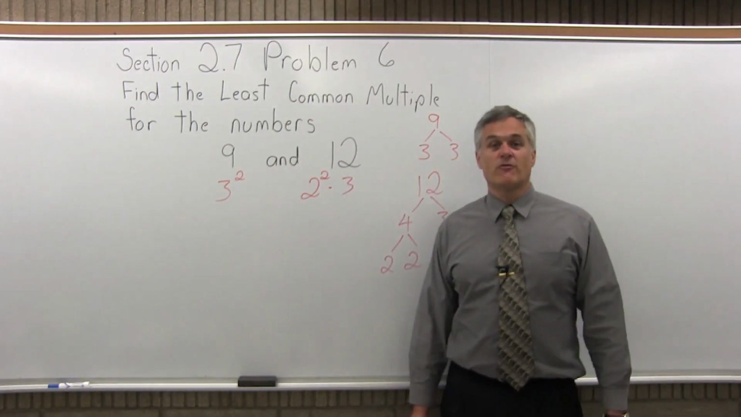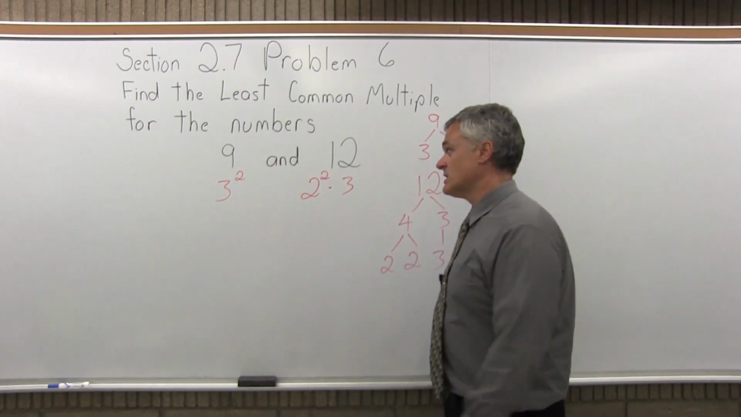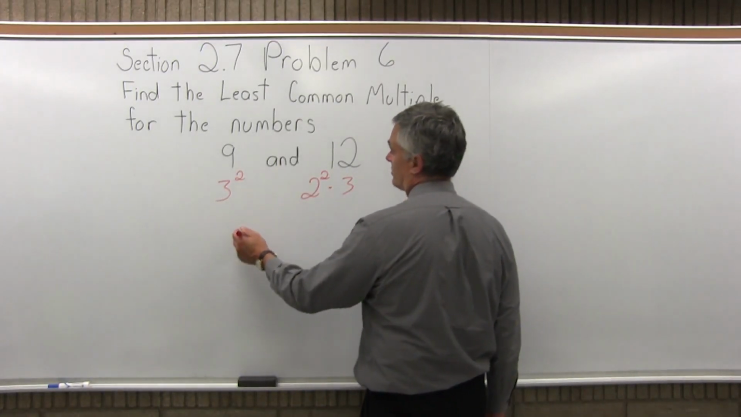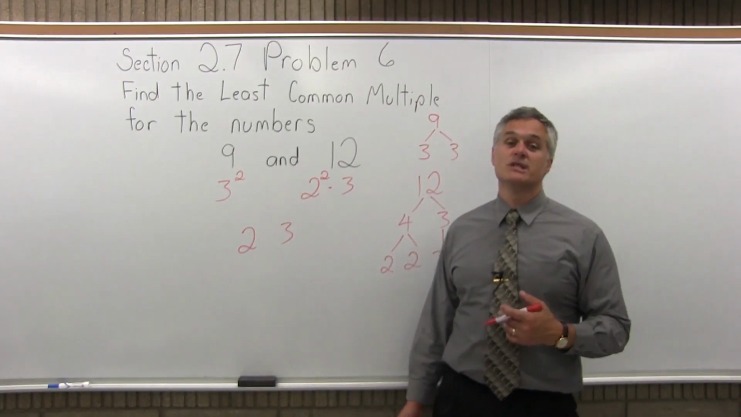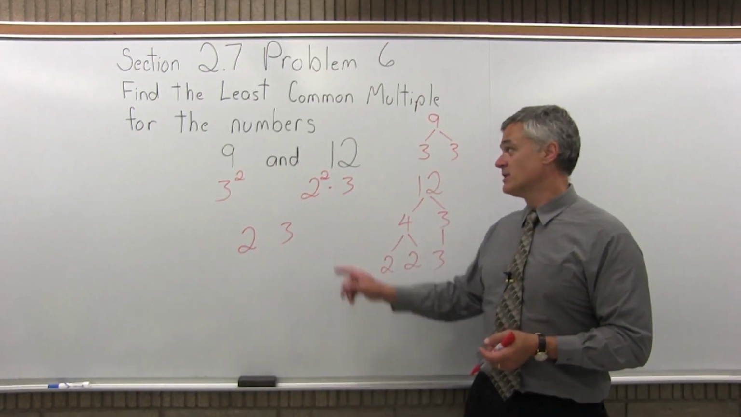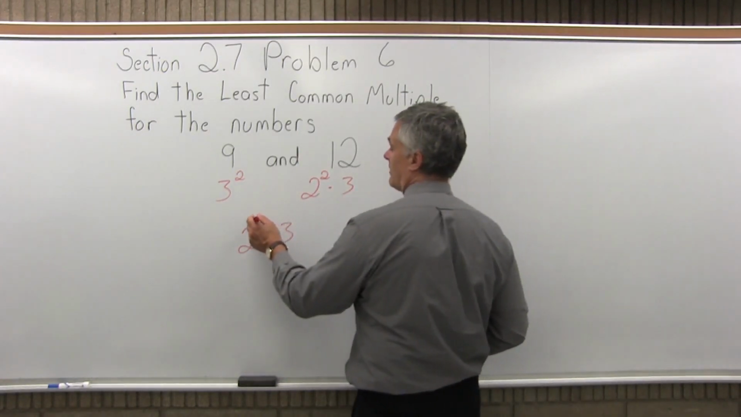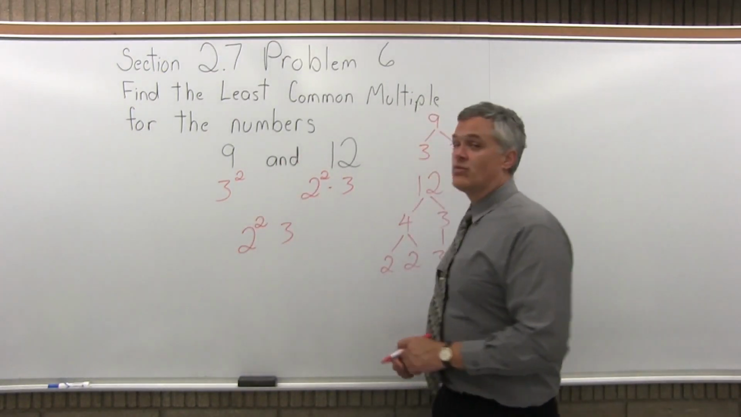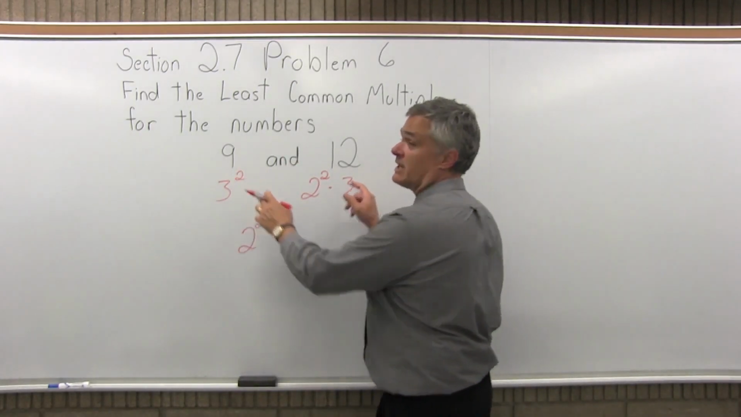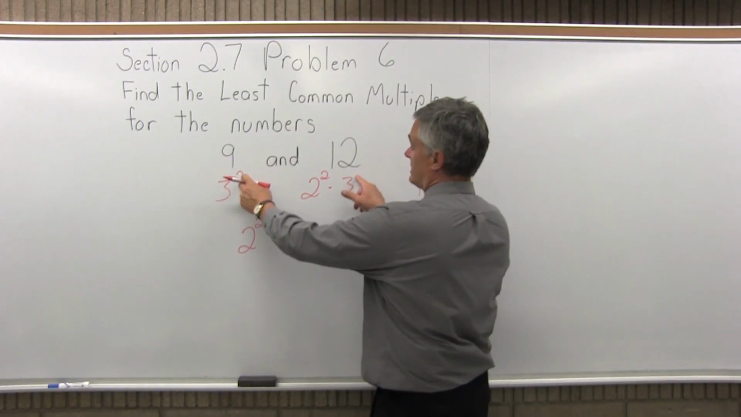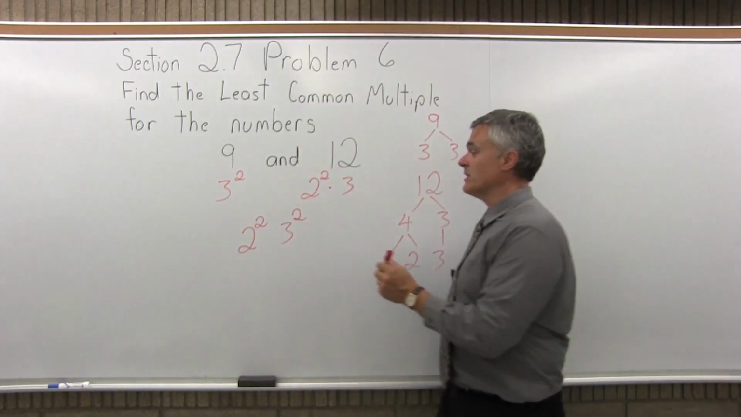So now that I have the prime factorization, I make a list of any prime that's used in either prime factorization, which is really just going to be 2 and 3. And now where I have exponents, I choose the higher value for the exponent. So the 2 really only shows up as 2 to the second, so I'll take the second power. And for the 3, I have second power and first power, and again, I want the higher exponent. Second power is higher than first power, so I take second power.